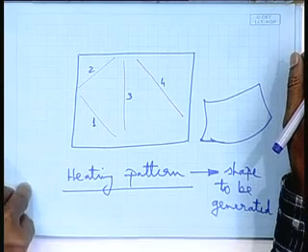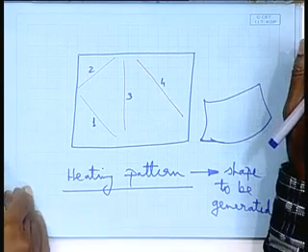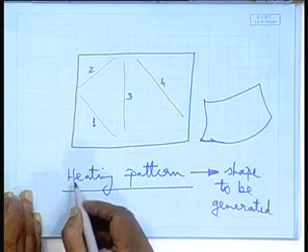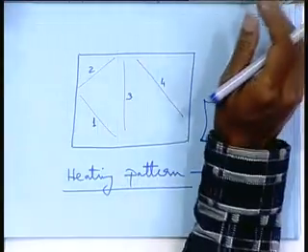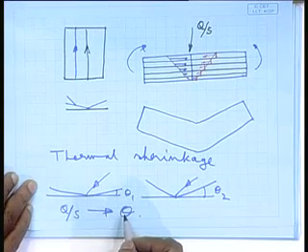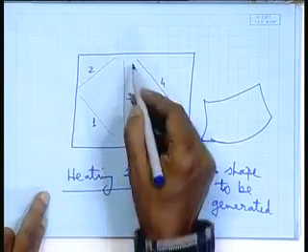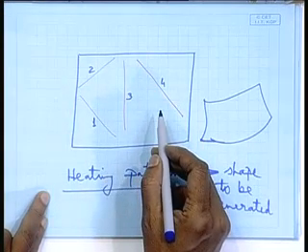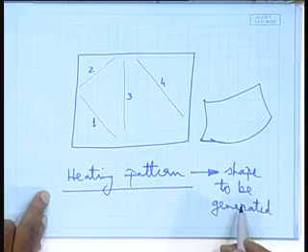So, heating pattern. Essentially what we need is to correlate how much heat generates what kind of deformation. Second, what should be the pattern of heating such that I get the desired shape.